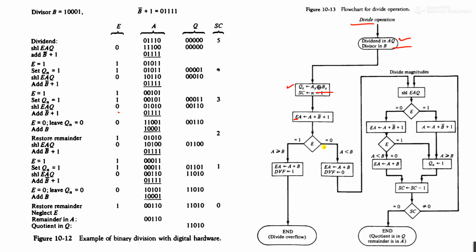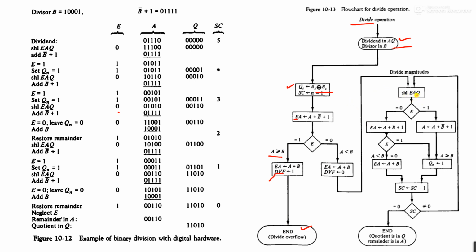If my E is 0, which means that my A is less than B, and my division is possible. If my A is greater than or equal to B, then my division is not possible, and I will set the divide overflow flag to 1. This DVF is my divide overflow flag, and it will be 1 if my A is greater than B, because in this case there is no possibility of division. Only here I check the result, and if it is 0, then I will go further and shift left EAQ.